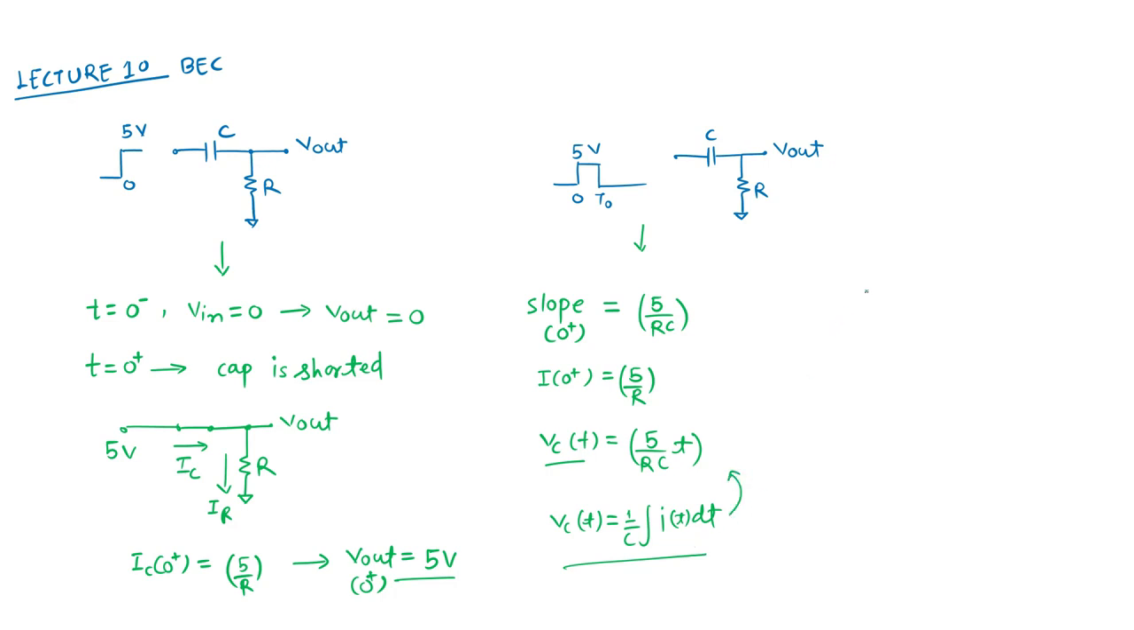But what will happen once the capacitor is charged to some value? Let's say at t equal to t naught, which is a time instant greater than 0. I am not exactly telling what the time is. But at that instant, if I say my capacitor is charged to some voltage, say 1 volt, then what will happen?